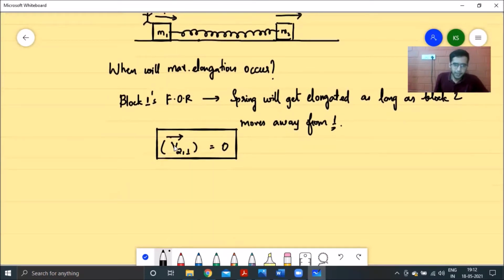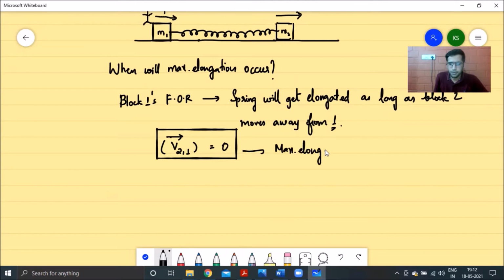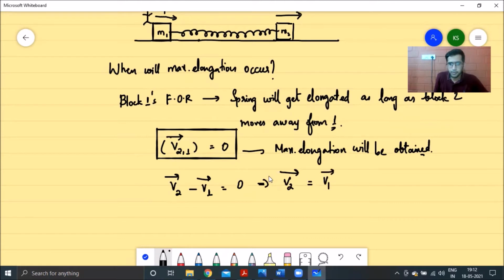So maximum elongation will be attained when the velocity of block 2 with respect to 1 becomes 0. And now we know the formula for relative velocity. Velocity of 2 with respect to 1 is equal to velocity of 2 with respect to ground minus velocity of 1, which is velocity of 2 minus velocity of 1. So that should be equal to 0. So in other words, the maximum elongation will happen when the velocity of block 2 becomes equal to the velocity of block 1. So that's one part of the question over here, understanding when maximum elongation will happen.